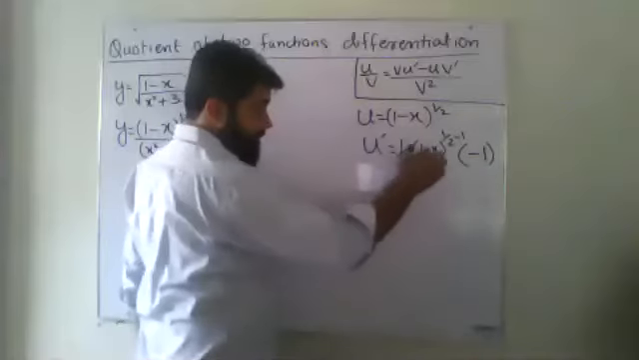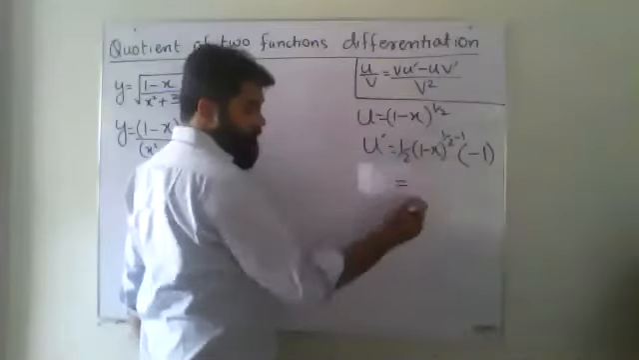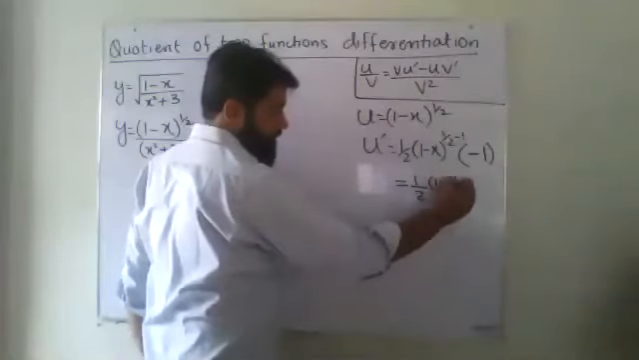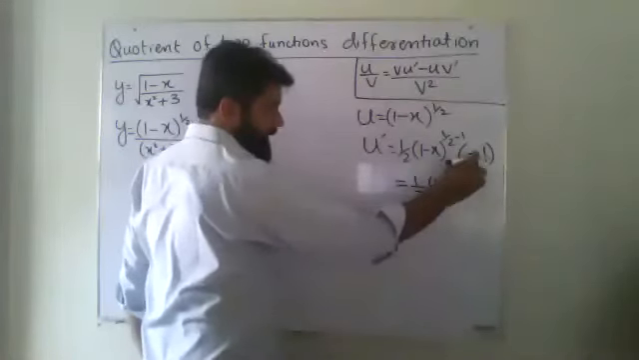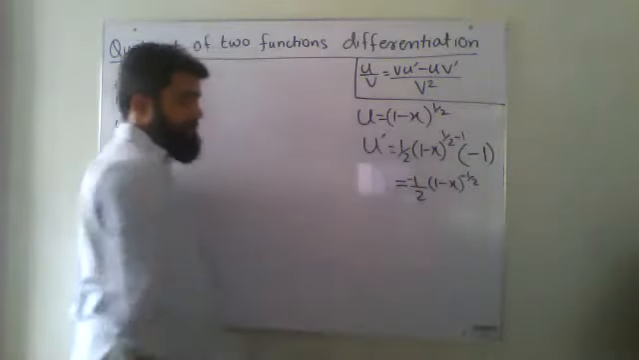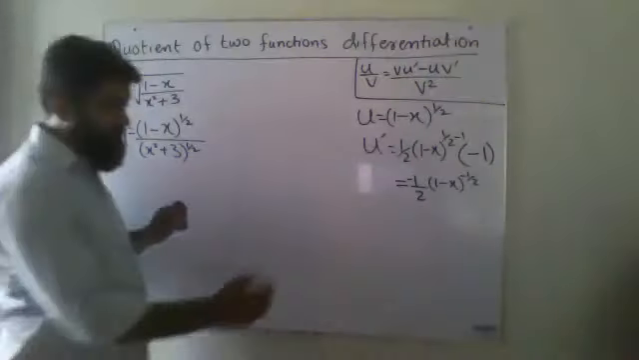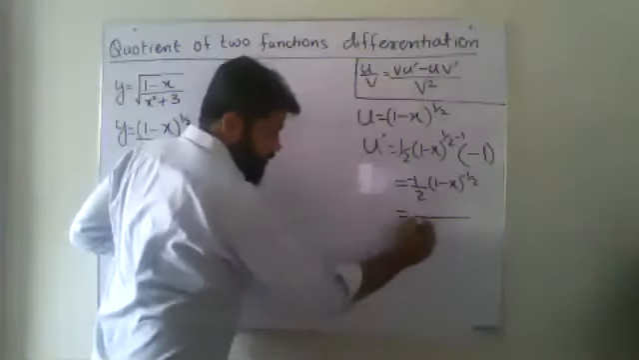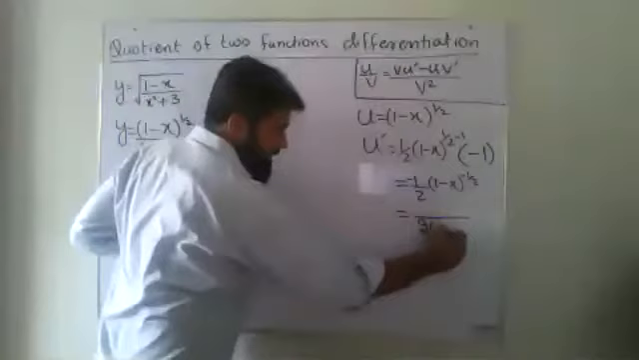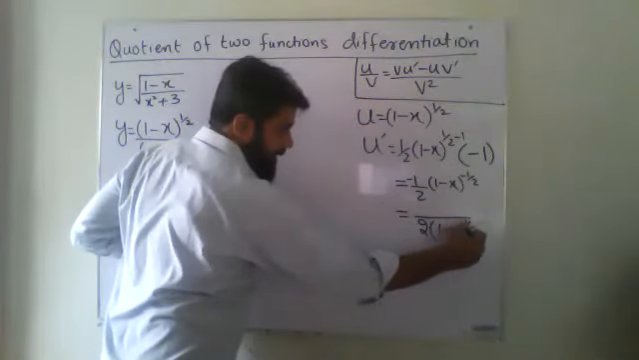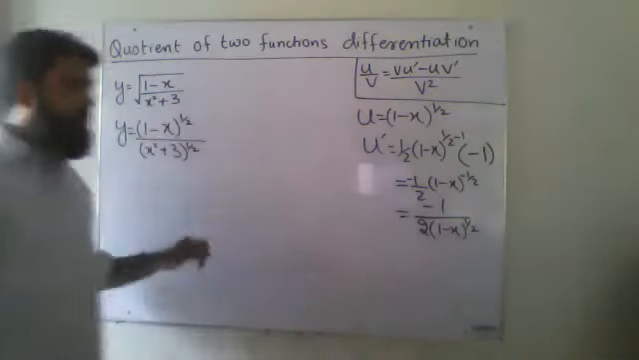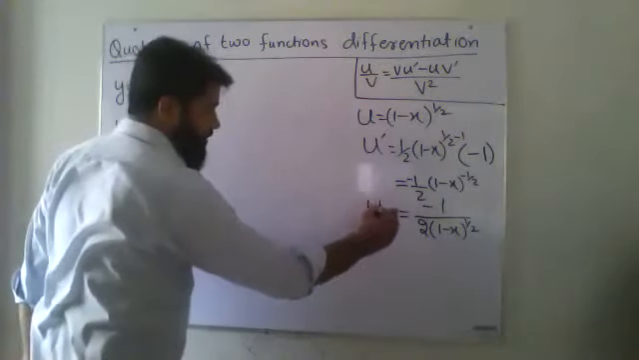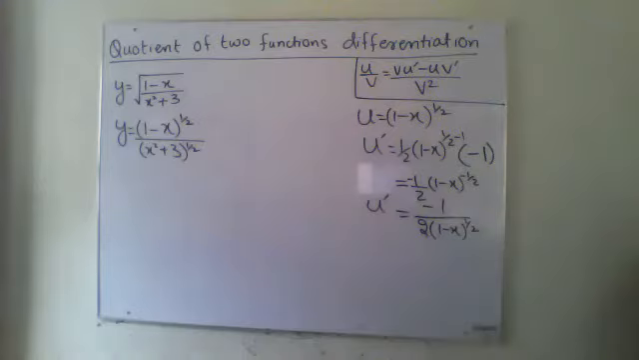Now, half minus 1 will become minus half, and this minus 1 multiplied, this will be written like this. Further simplified, 2 (1 minus x) power half over minus 1, and that is the value of your u differential.